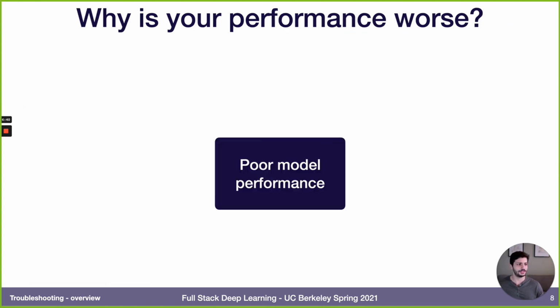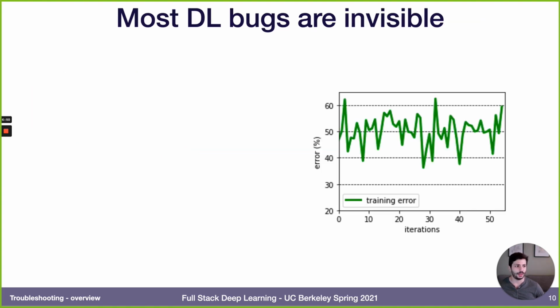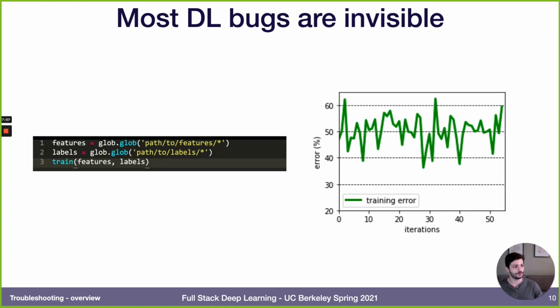And so the insight here about why troubleshooting is so hard is that there are a bunch of different things that could be causing the same dip in performance. So you could have an implementation bug. And to make matters worse, most deep learning bugs are actually completely invisible. I once had a bug that looks something like this. My model just wasn't training at all. This is a caricature of one of the snippets of code that I was using to train the model. And there's a bug here. Any ideas what that bug might be?